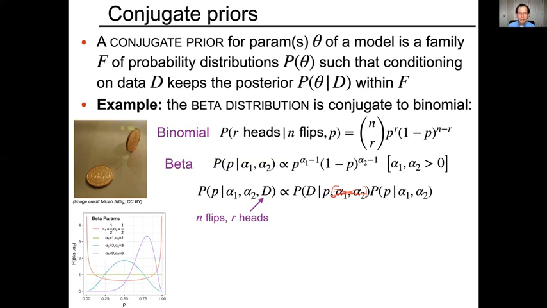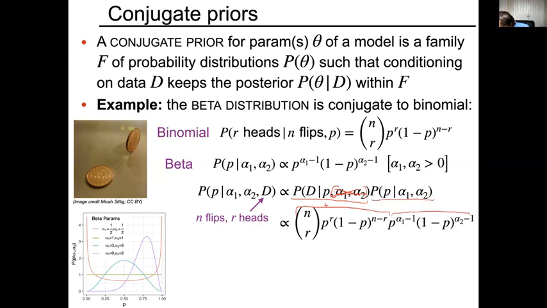And I can directly use the binomial likelihood function. So I rewrite the first part of this expression, and this is just copying over the binomial likelihood. And then the prior comes from the beta distribution, so I just copied over the beta prior.